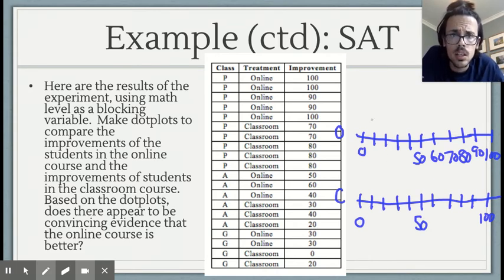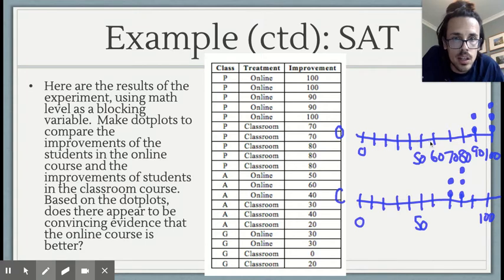So pre-calc kids start out with online. I have 2 kids who got 100 point improvements. That's good, etc. So go ahead and graph them and make sure you put them on the appropriate axis here. So 90, 90, and another 100. Those are my pre-calc kids. Then it switches to pre-calc in the classroom. So I have 70, 70, 80, 80, 80. All right, so that's pre-calc.